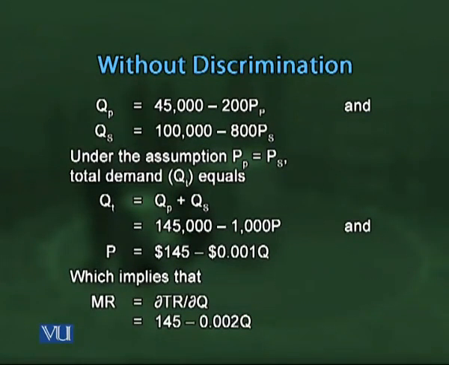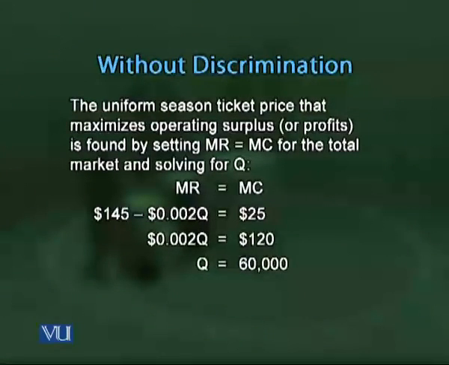First we calculate the marginal revenue, which is equal to 145 minus 0.002 Q, and now equating this marginal revenue function to our marginal cost function, we get the result. Here you can see that Q is equal to 60,000. With a uniform price, we have seen that the total number of tickets sold is 60,000.